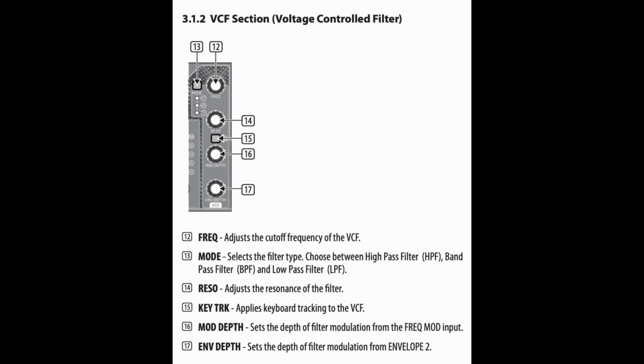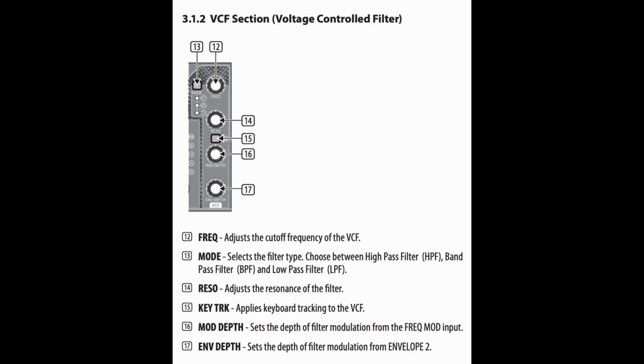Okay, so here's the voltage control filter section. We can start with the frequency control, which is just the cutoff frequency, pretty simple. Then we have the modes. We've got three modes, so high pass, band pass, and low pass filter. You can select it by pressing the mode button. So as we spoke before, we're going to need the toggle button for this, the six step sequencer, and the lamps with the compare equal modules to build this.